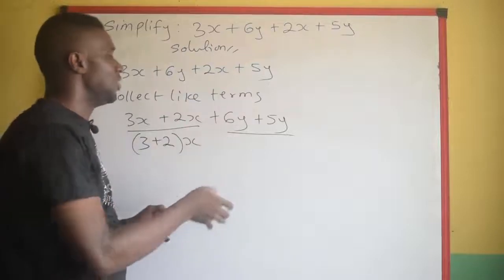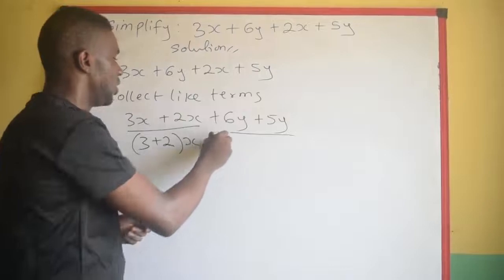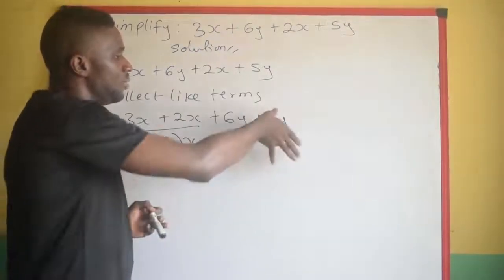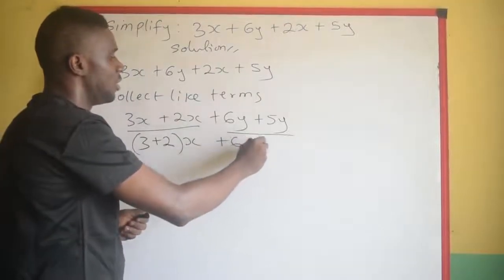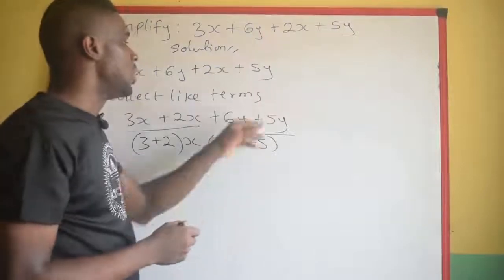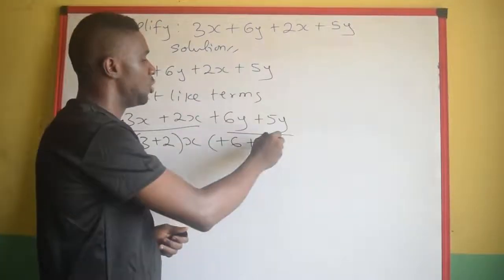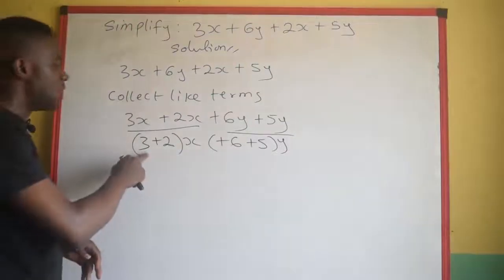So what we need to do is come here and block y. When we block y here, what we see is plus 6. We'll do the same thing, block y here. When we block it, we see plus 5. So these numbers, we'll put them inside brackets. But we know that y is here, so we have to put y outside the brackets.